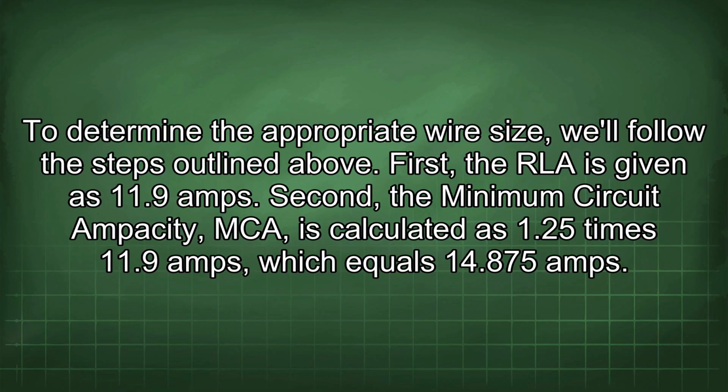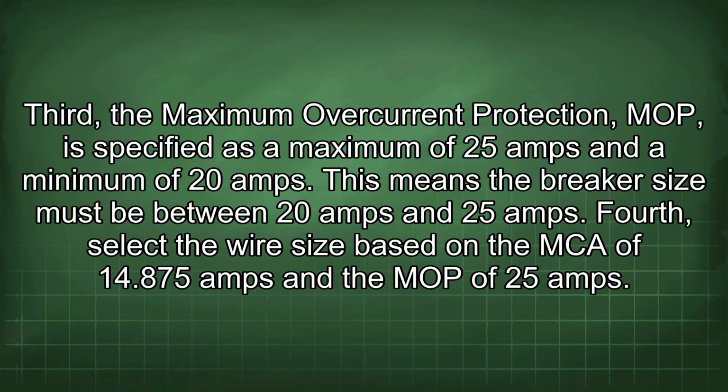Second, the minimum circuit ampacity (MCA) is calculated as 1.25 times 11.9 amps, which equals 14.875 amps. Third, the maximum overcurrent protection (MOP) is specified as a maximum of 25 amps and a minimum of 20 amps. This means the breaker size must be between 20 amps and 25 amps. Fourth, select the wire size based on the MCA of 14.875 amps and the MOP of 25 amps.